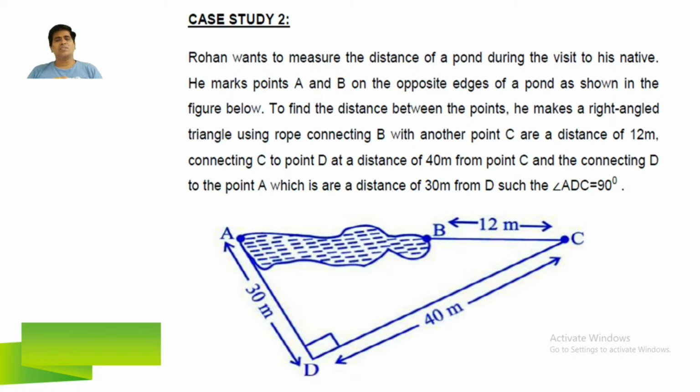To find the distance between the points, he makes a right angle triangle using a rope connecting B with another point C, at a distance of 12 meters. Connecting C to the point D at a distance of 40 meters from the point C, and connecting D to A, the point which is at a distance of 30 meters from D, such that angle ADC is equal to 90 degrees.